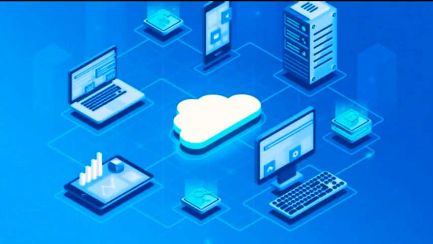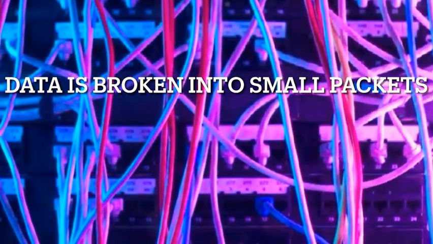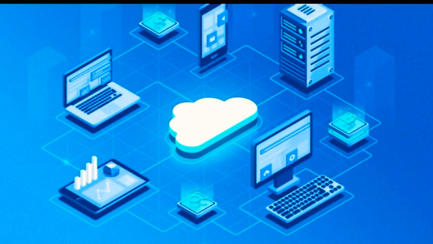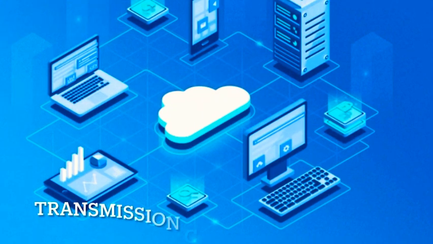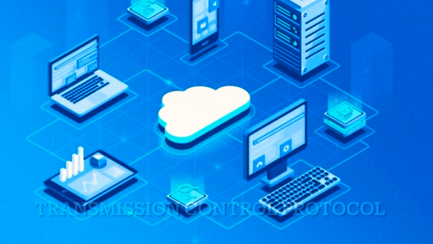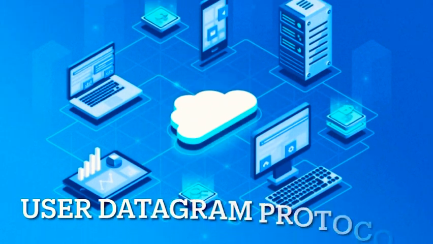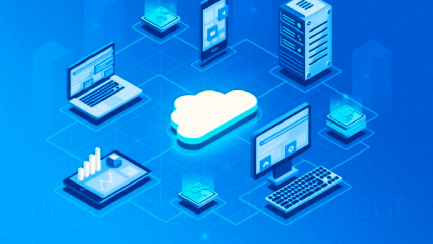When you send an email, stream a video, or browse a web page, the data doesn't travel as one big chunk. Instead, it's divided into smaller parts known as packets. These packets journey through the vast digital landscape of the internet from your computer to the destination. Orchestrating this intricate dance of data packets are two key conductors: the Transmission Control Protocol, or TCP, and the User Datagram Protocol, or UDP. First, let's consider TCP, which stands for Transmission Control Protocol.